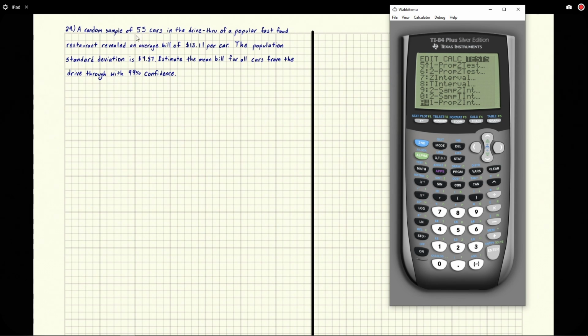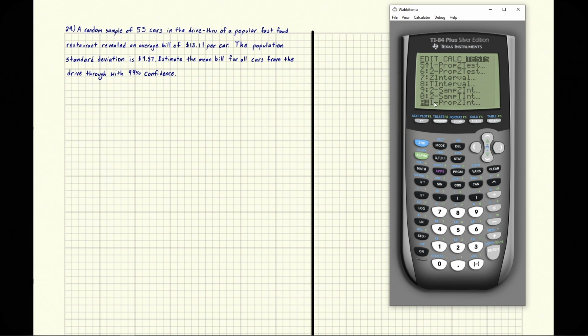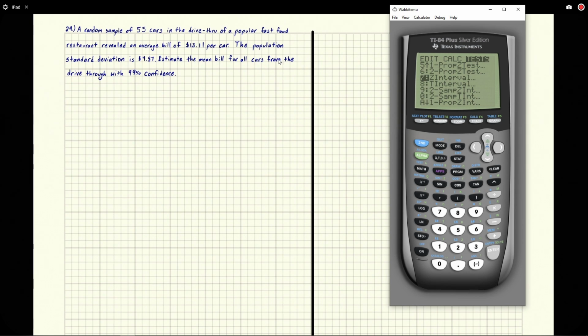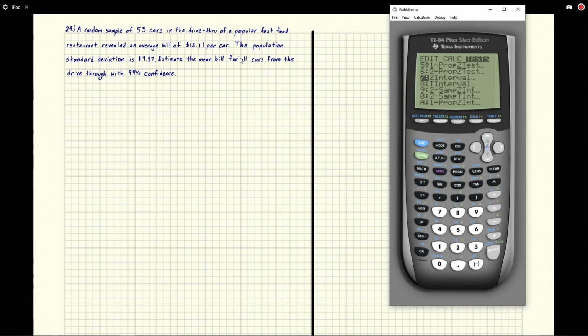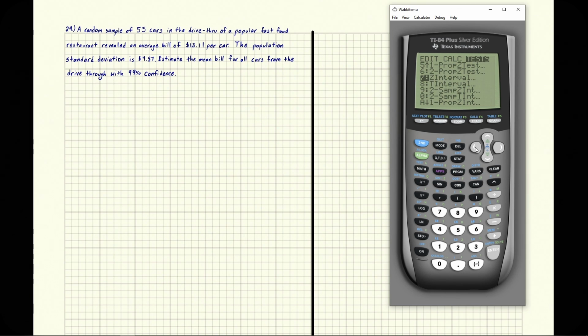We look at the problem and ask, what kind of standard deviation do we have? Well, we have a population standard deviation. So since we have the population standard deviation, we can use a z interval. If it was a sample standard deviation, then we would go to a t interval. But we have a population standard deviation, so we can use z. So we're going to choose that one.